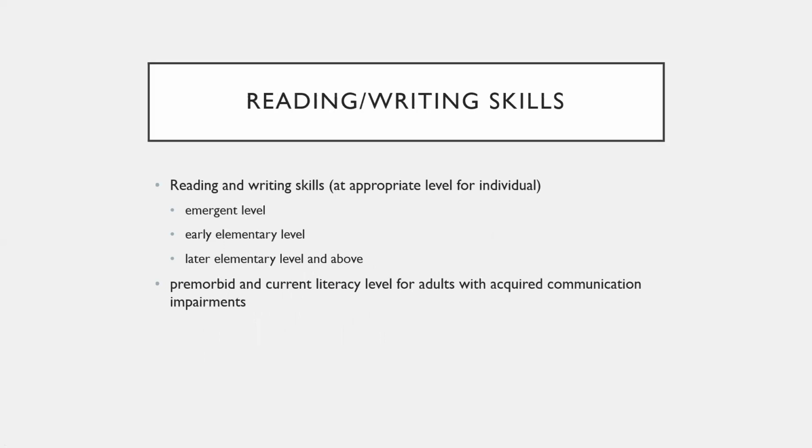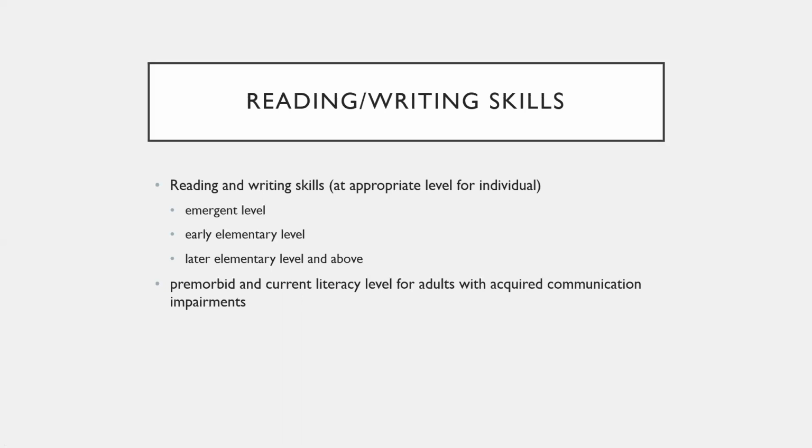Now, it's also important to take a look at reading and writing skills. I think that really helps us determine which system might be best or how we might need to customize and personalize a system to suit somebody's skills. So as far as reading and writing skills, I am not going to dive too far into the different levels. We just know that there is an emergent level, early elementary level, and then there's the later elementary level and above.